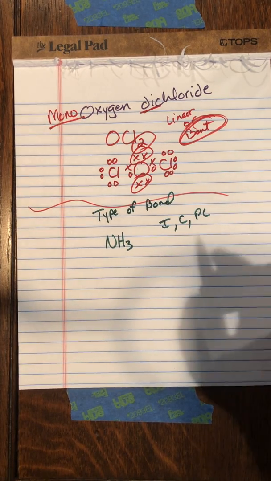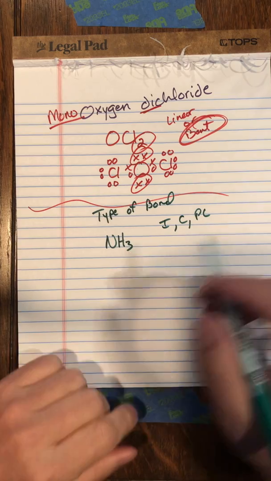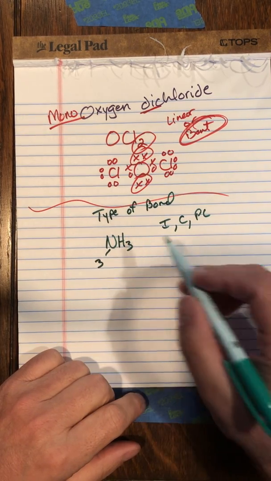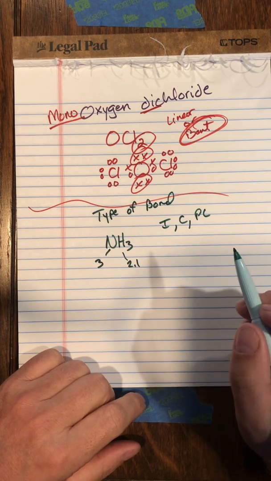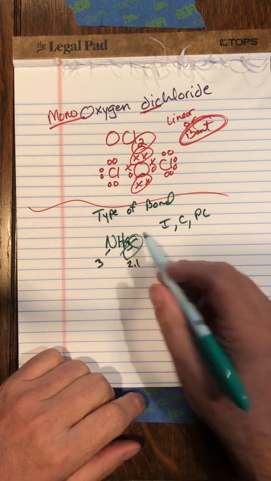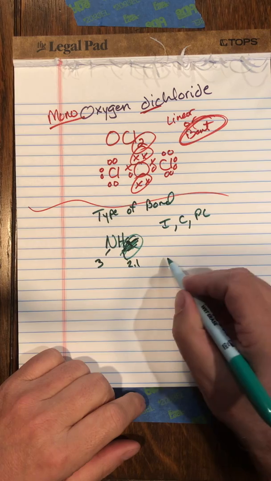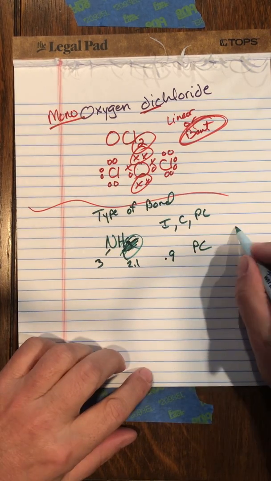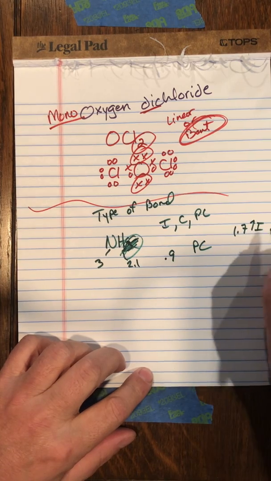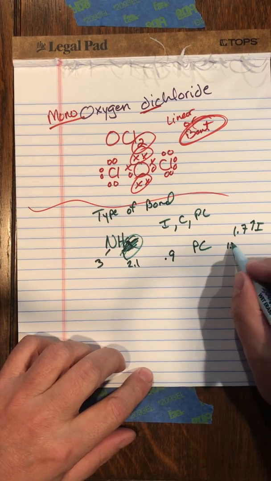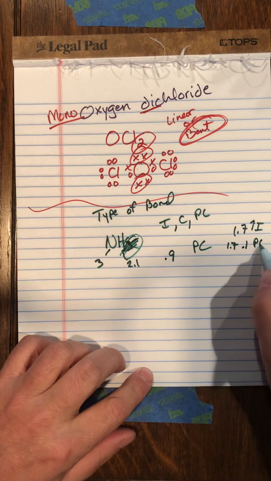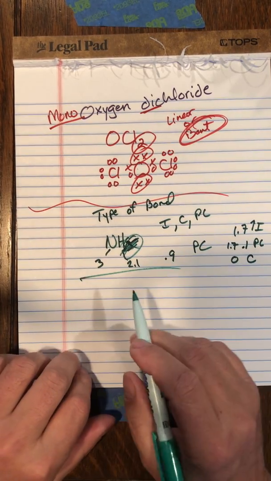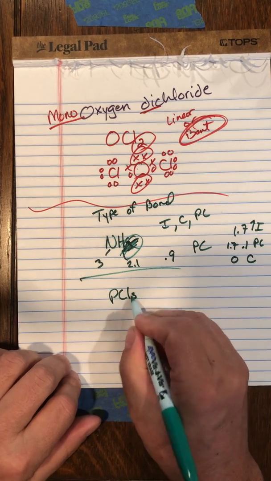Cut me some slack. All right, so all you do on this is you look him up, and N is about 3. H is about 2.1. I don't care there's 3 of them. It means nothing to me. When you subtract, you get 0.9. What's that, PC? If it's above 1.7, it's ionic. Between 1.7 and 0.1 is PC, below 0 is C. Okay? So do PCl5 real quick.